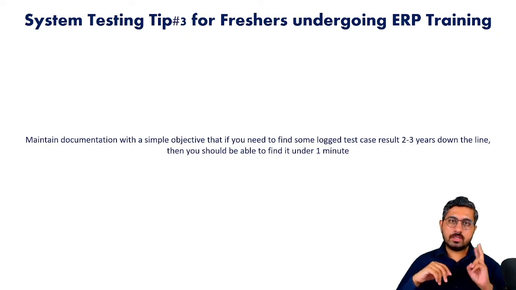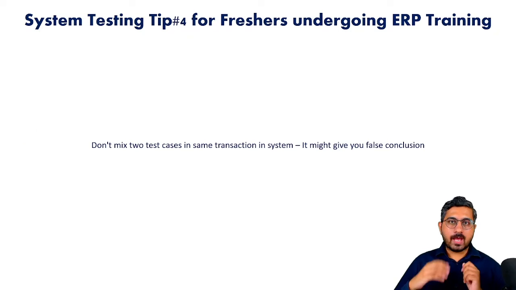Just remember these two things around the documentation. First, make it soft copy, better make it in Excel or OneNote, and second, make it referentiable. Okay, now the tip number 4. Do not mix any two testing scenarios while you are doing the testing on system. Now, what do I mean by that?